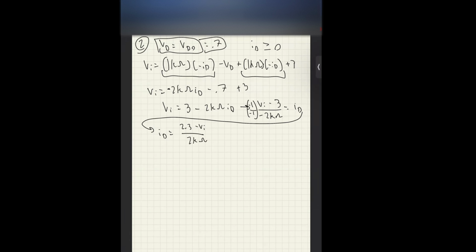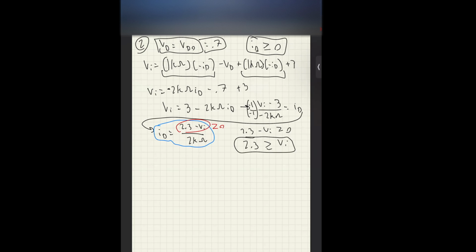Now, one of the things about the diode being on is that our ID is going to be greater than or equal to 0. So if ID is greater than or equal to 0, that means the numerator is also going to be greater than or equal to 0. So we now know our range: 2.3 minus VI is greater than or equal to 0, meaning 2.3 is greater than or equal to VI. So our VI cannot be greater than 2.3 volts.